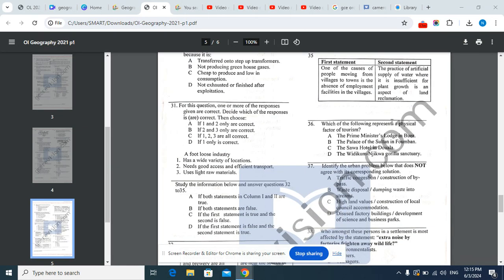Question 31. For this question, one or more of the responses given are correct. Decide which of the responses is or are correct, then choose. The answer is D.